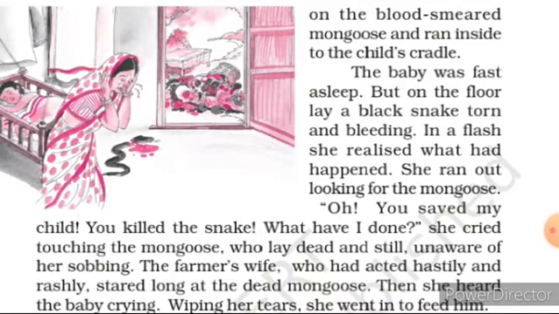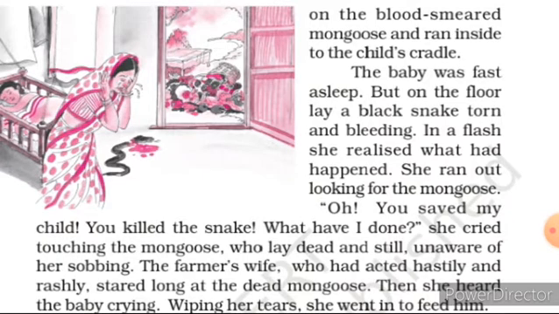The baby was fast asleep, but on the floor, floor, but on the floor lay a black snake, torn, torn and bleeding, bleeding. In a flash, she realized what had happened. She ran out looking for the mongoose. Now look at the next paragraph, children.